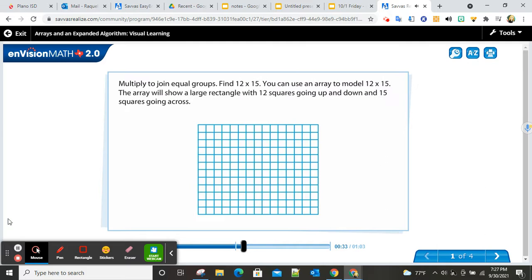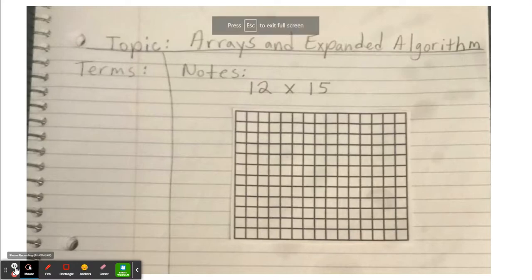Multiply to join equal groups. Find 12 times 15. You can use an array to model 12 times 15. Let's go ahead and set up this part of our notebook.